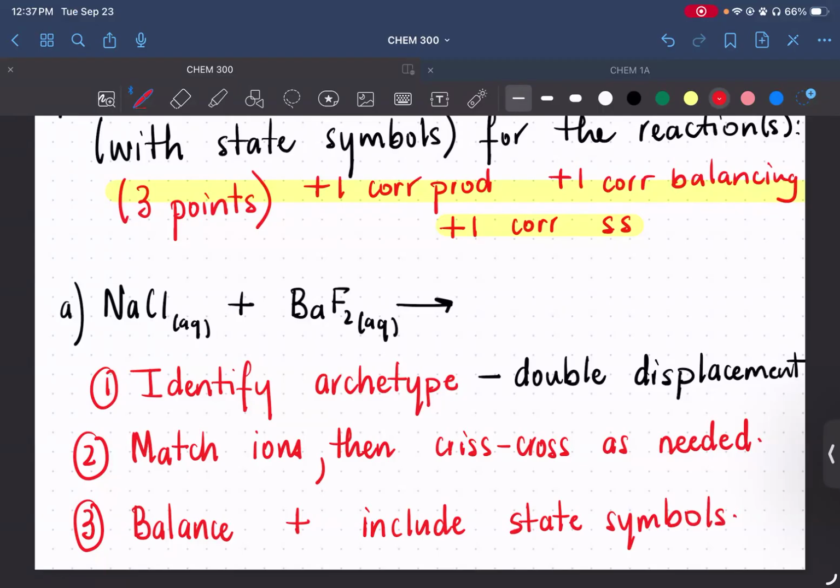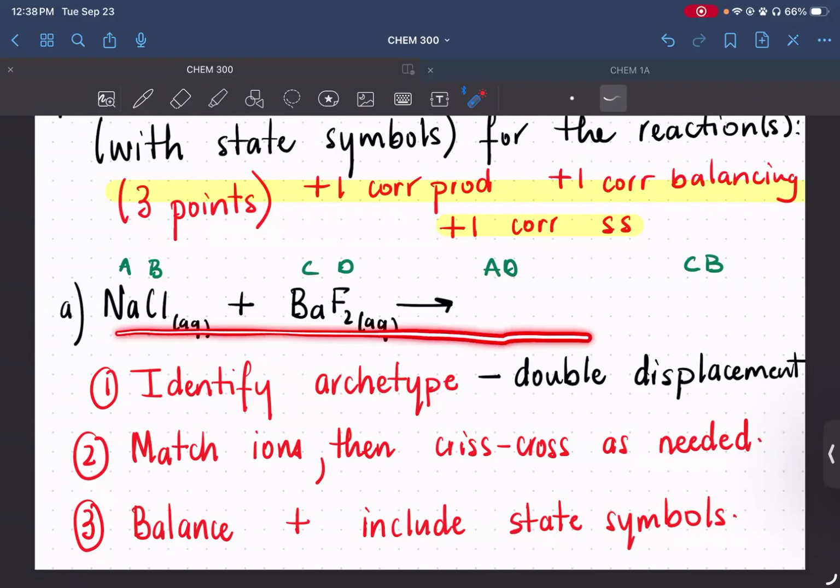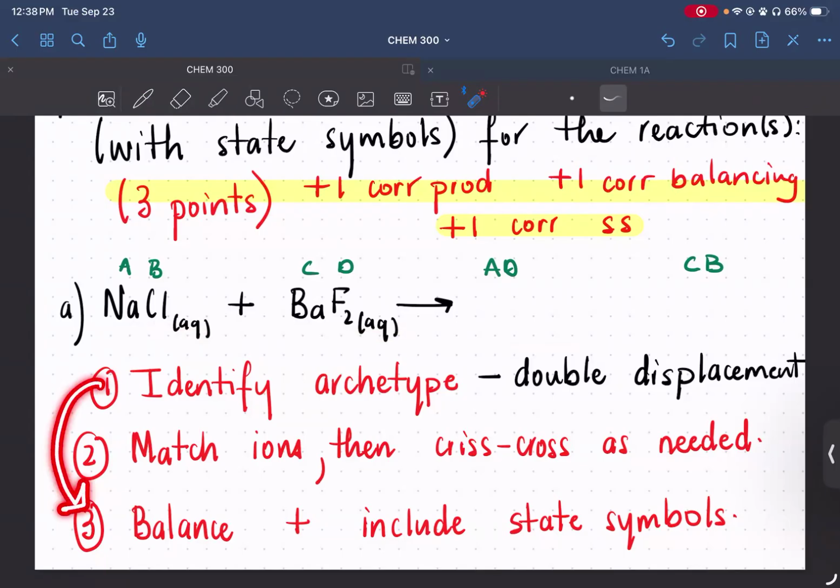Okay. We have already identified the archetype. Hopefully, we should recognize this as double displacement. These are two chemical compounds coming together. We're going to use that AB plus CD to give us AD plus CB. Now we're going to match ions. Now, I want to be absolutely clear. This procedure is meant to be followed in order. More often than not, when I see students making mistakes in reactions, it's because they've gone from number 1, skipped to number 3, ignoring number 2 entirely. But this is meant to be followed in order. Let's see how that looks.